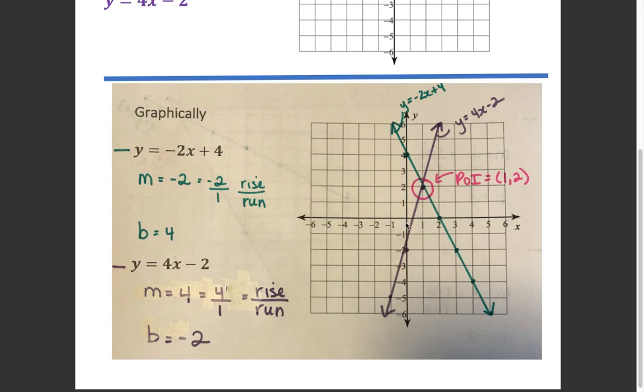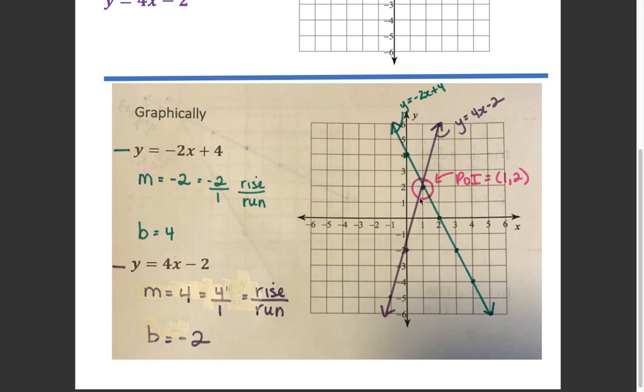So again, I'm going to plot my point at negative 2, and then I'm going to rise 1, 2, 3, 4 over 1 to get another point. And again, draw a nice long line that spans the whole graph to see what y equals 4x minus 2 looks like. So I've got my two lines graphed here, and now all I have to do is see if I can read off the point where they cross each other.